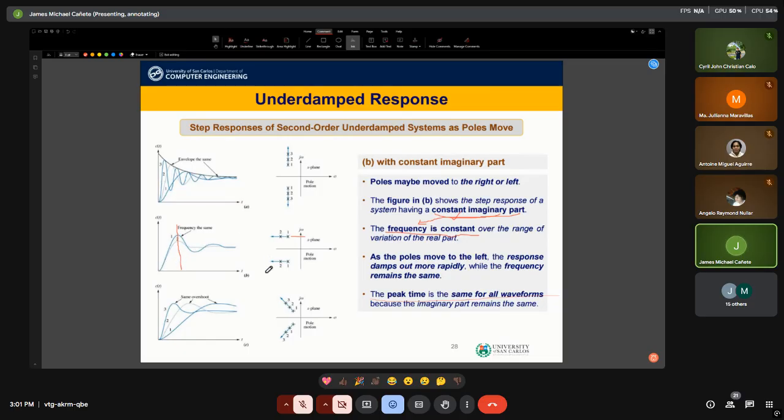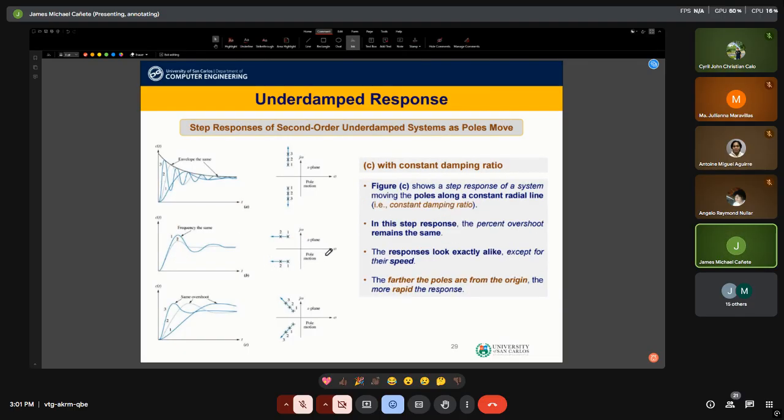Nagkadako. And last but not the least, if we keep the same, if the change in the horizontal and vertical axis are correspondingly the same rate, so diagonally na siya, it's moving away from the origin diagonally, ang mahitabuan na is ang overshoot sa imong system constant. The further the poles are from the origin, the more rapid the response.